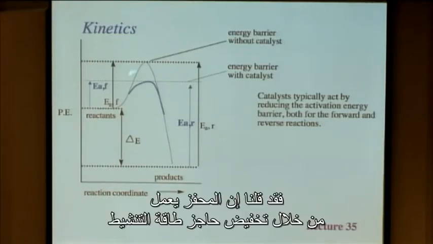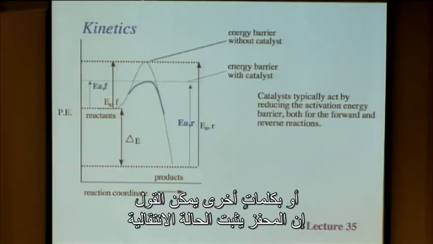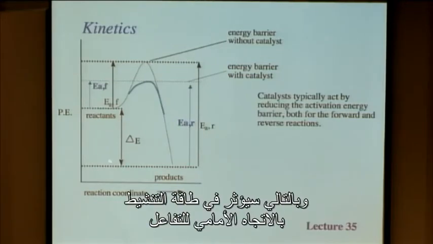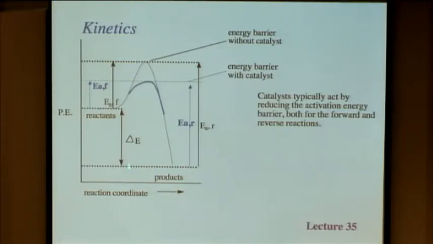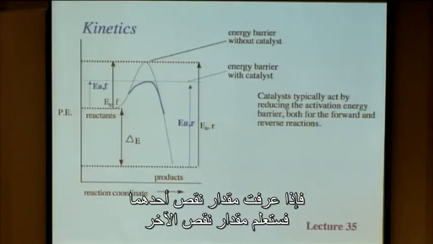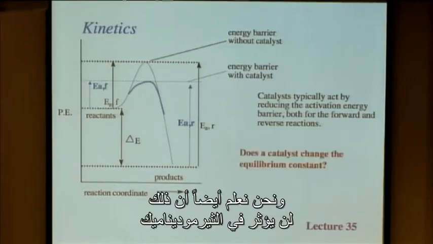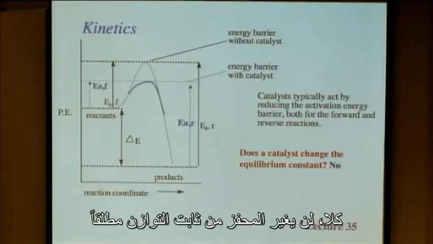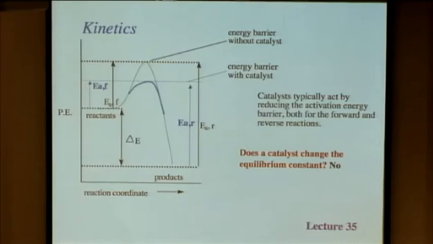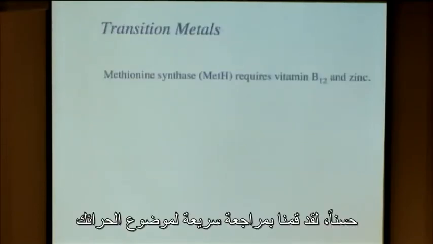Again, a catalyst works by lowering the activation energy barrier, or another way to say that is by stabilizing a transition state. So it's going to affect the rate, the activation energy for the forward reaction and for the reverse reaction. It's going to decrease both of them by the same amount. So if you know how much one is decreased, you also know how much the other is decreased. And we also know that it doesn't affect the thermodynamics. So does it change the equilibrium constant? No, it doesn't change the equilibrium constant. All right, so a little review of kinetics.